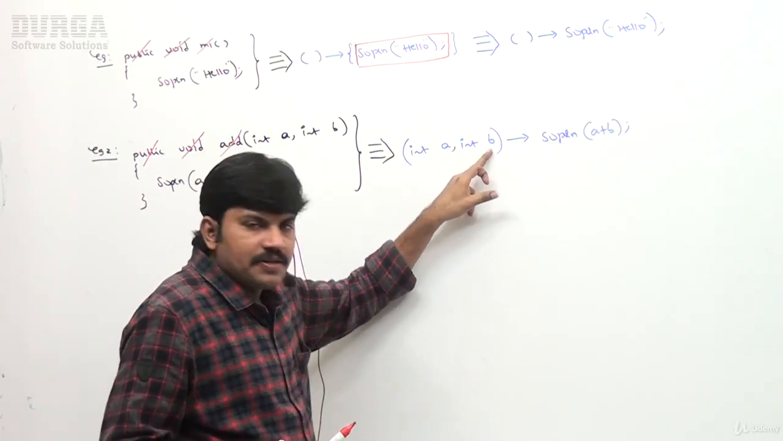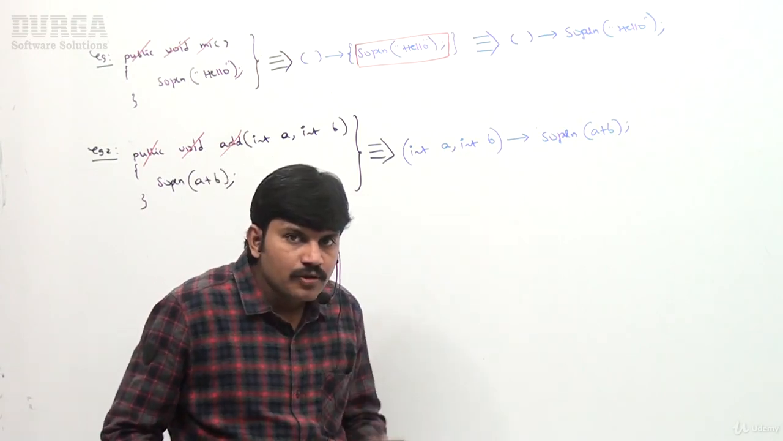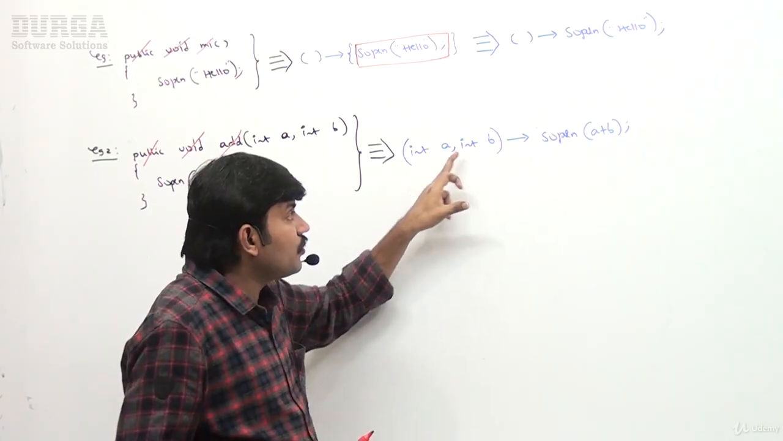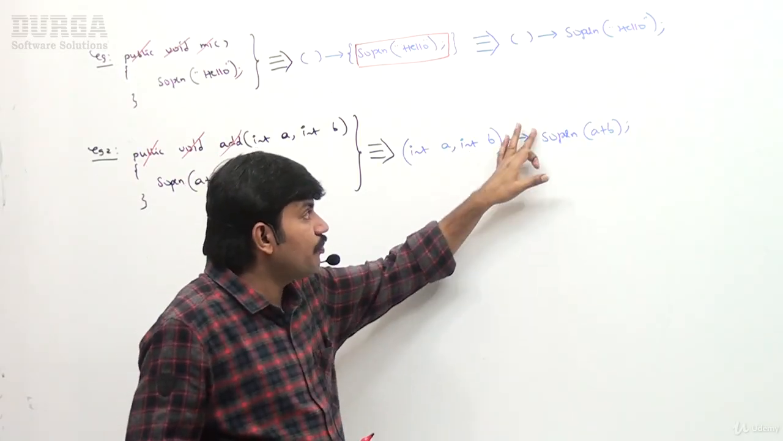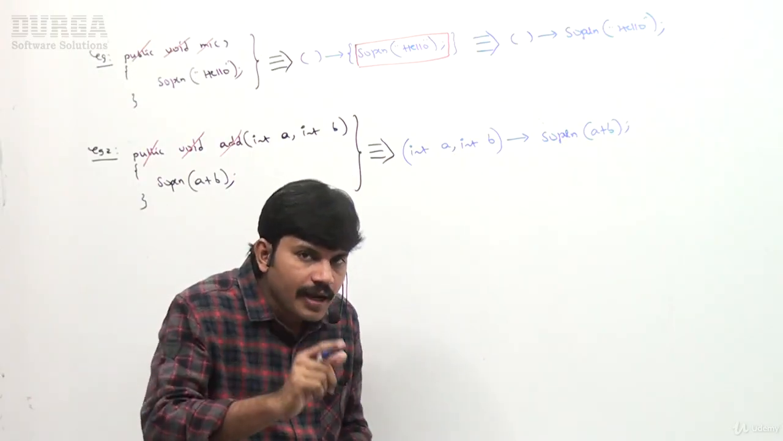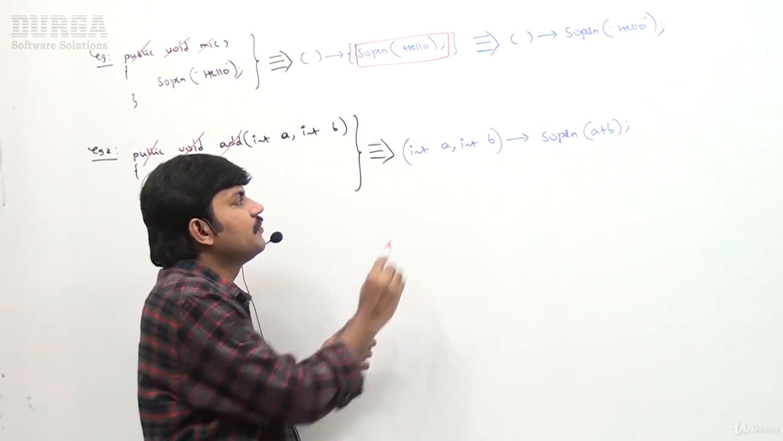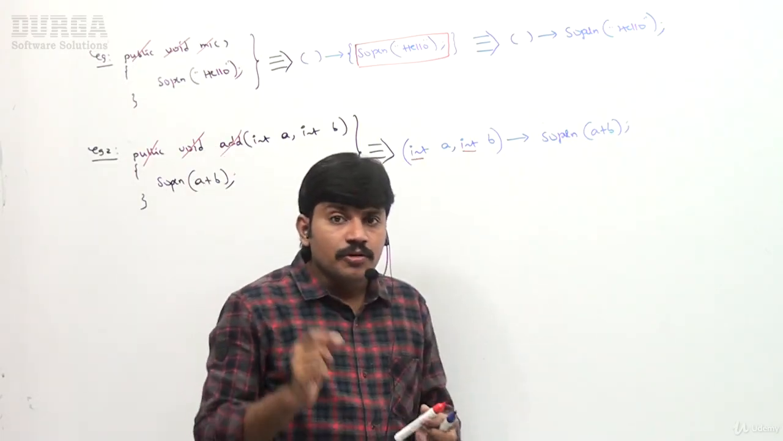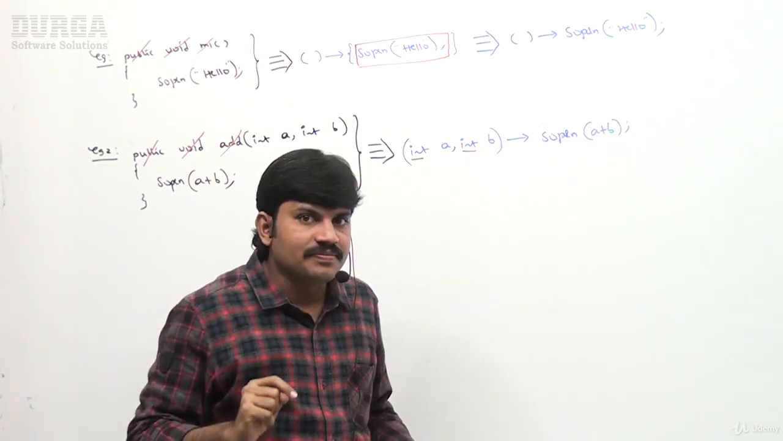A and B are what type? Two int values, right? I just want to take these two int values and print the sum of these two int values. That is my requirement. A and B are what types? Int type.